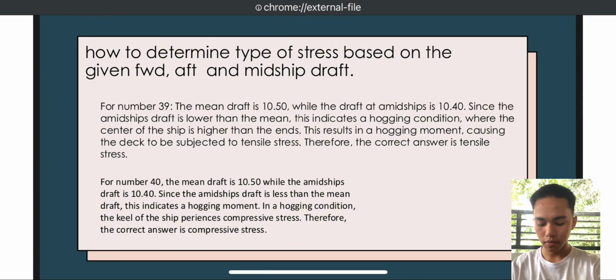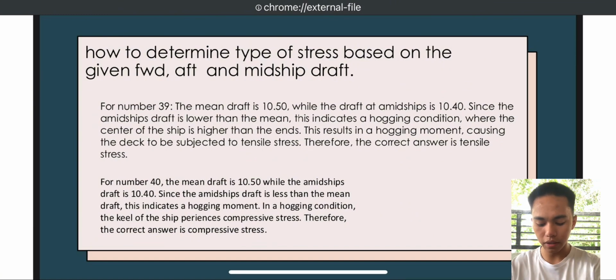And so, as for number 39, the mean draft is 10.50, while the midship draft is 10.40. Since the midship draft is lower than the mean draft, this indicates a hogging condition, where the center of the ship is higher than the ends. The result is a hogging moment, causing the deck to be subjected to tensile stress. Therefore, the correct answer is tensile stress.